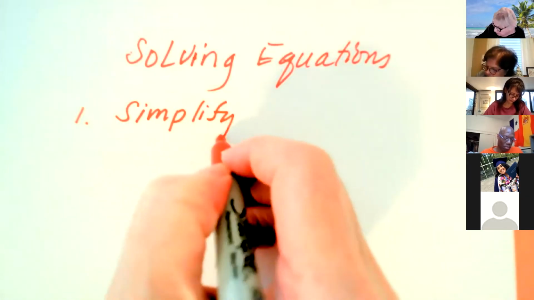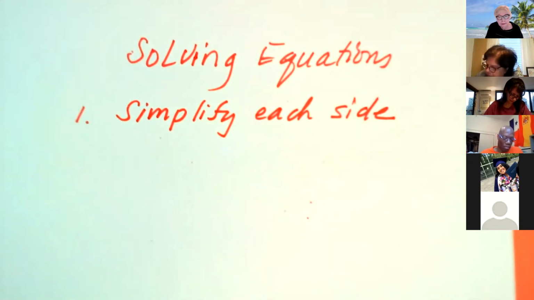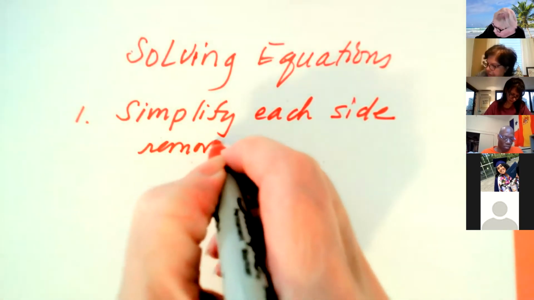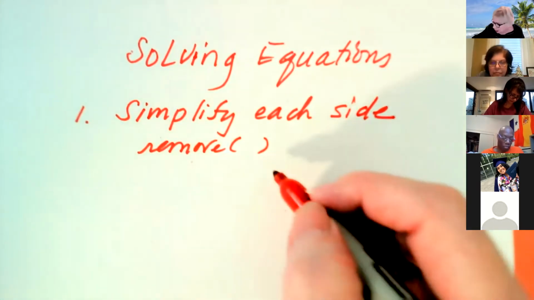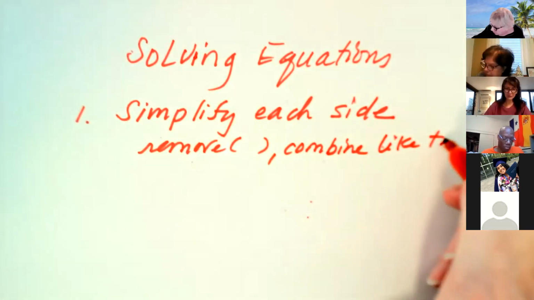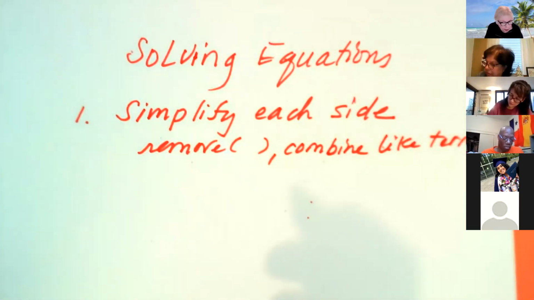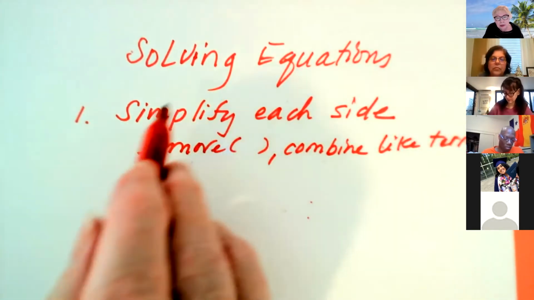Simplify each side. The left side, the right side. That could mean you might remove the parentheses by distributing. You might combine like terms. We did that in some of these problems, when we had two things that could be combined. So this is the cleanup step.